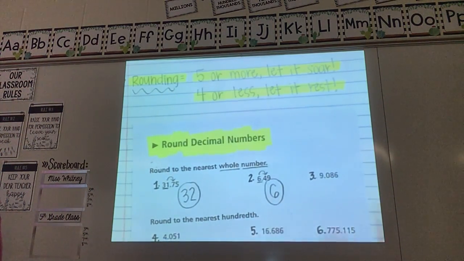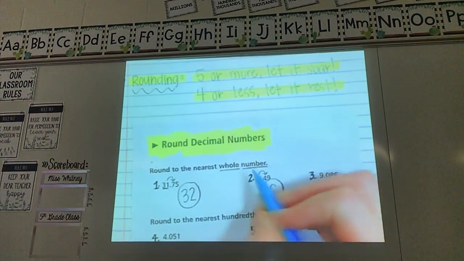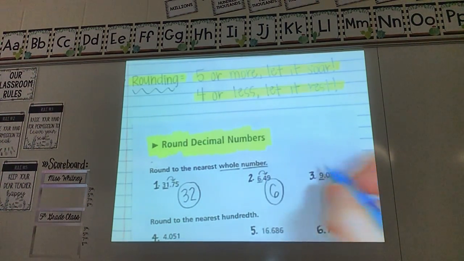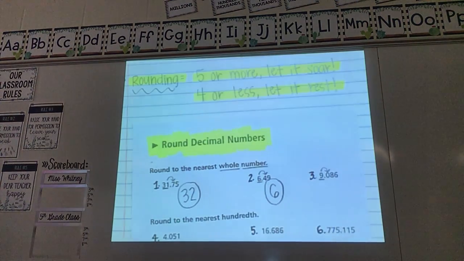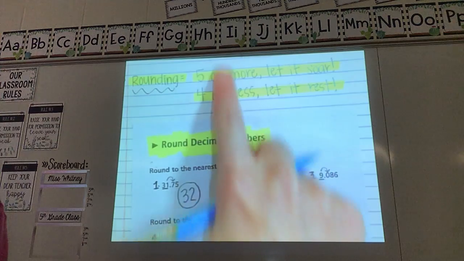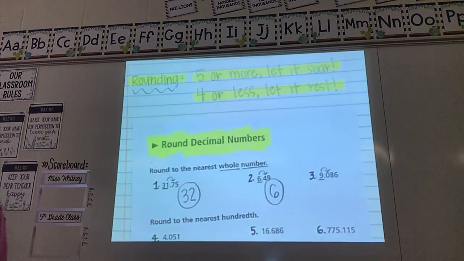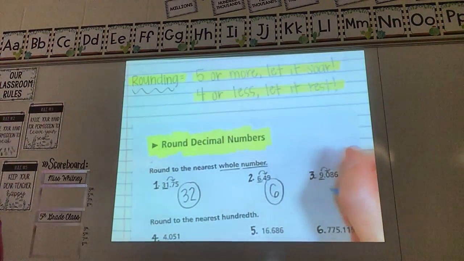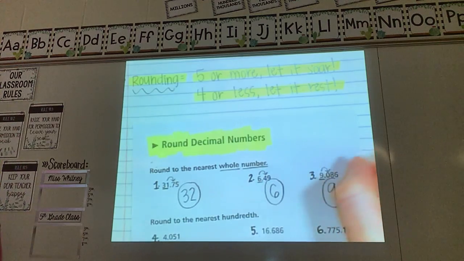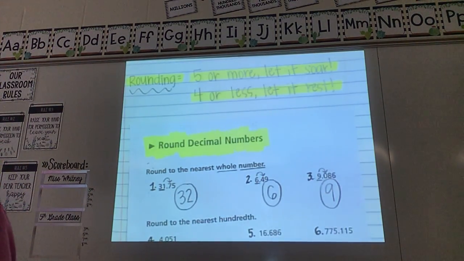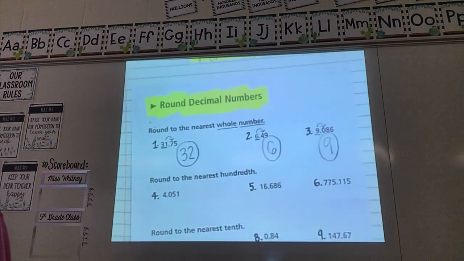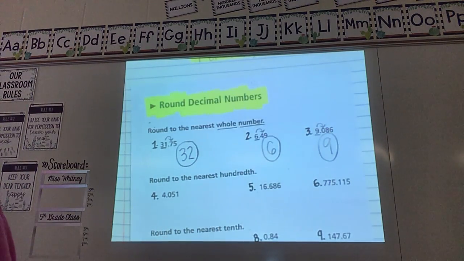All right, let's try again on number 3. We're still rounding to the whole number, so underline your dollars. Draw my arrow to look behind. Ooh, I have a 0 back there. Say your saying here. What is my 9 going to do? Is he going to stay a 9, or does he need to jump up to a 10? Hopefully you said stay a 9. All right, let's scooch on down. Now you can't see my saying, but remember, 5 or more, let it soar. 4 or less, let it rest.